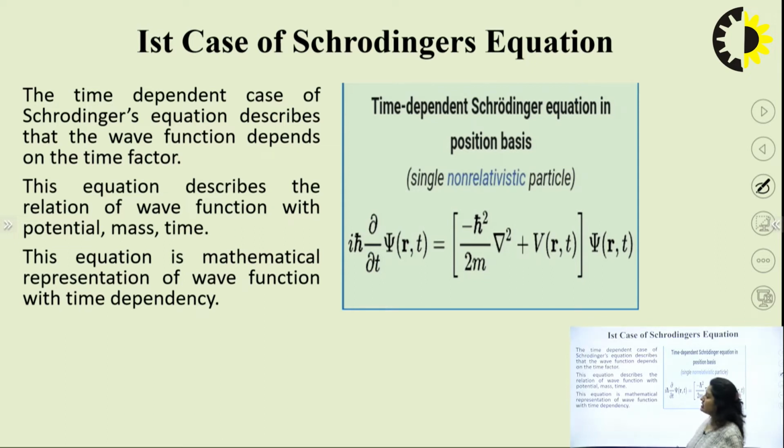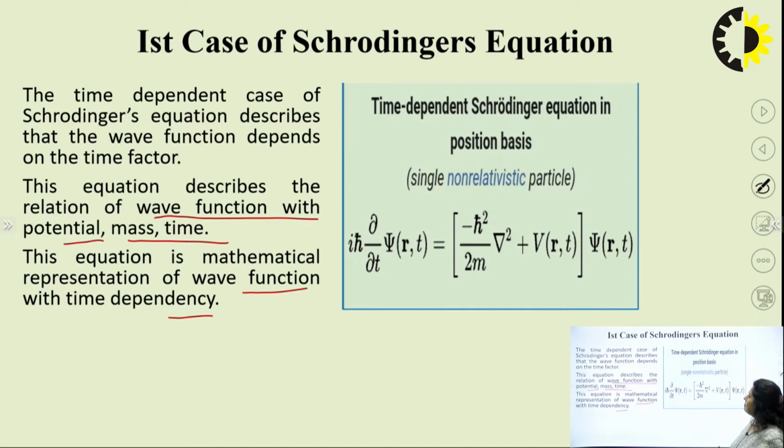So next is the first case of the Schrodinger wave equation. Schrodinger has given two types of equation. The first one is time dependent and the second one is the time independent equation. In the time dependent case of the Schrodinger equation, which describes the wave function as a function of time, it is independent of the position. So this equation describes the relation of the wave function with potential, mass and time. This equation is the mathematical representation of the wave function with time dependency.